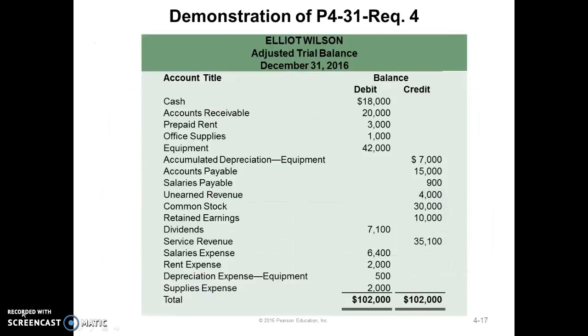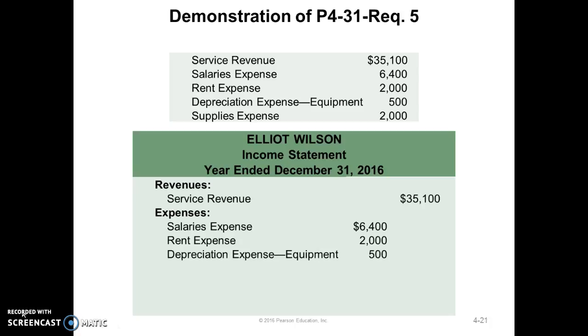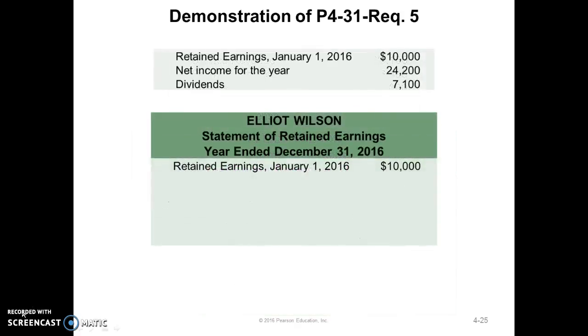And now this is the adjusted trial balance, which we've seen previously. This is the new adjusted income statement, again with all our adjustments. And we are going to go through the statement of retained earnings.